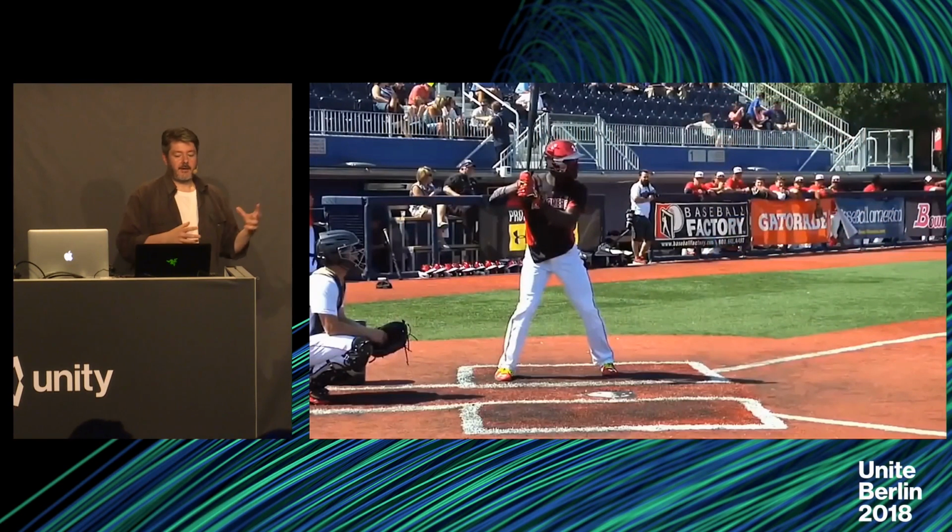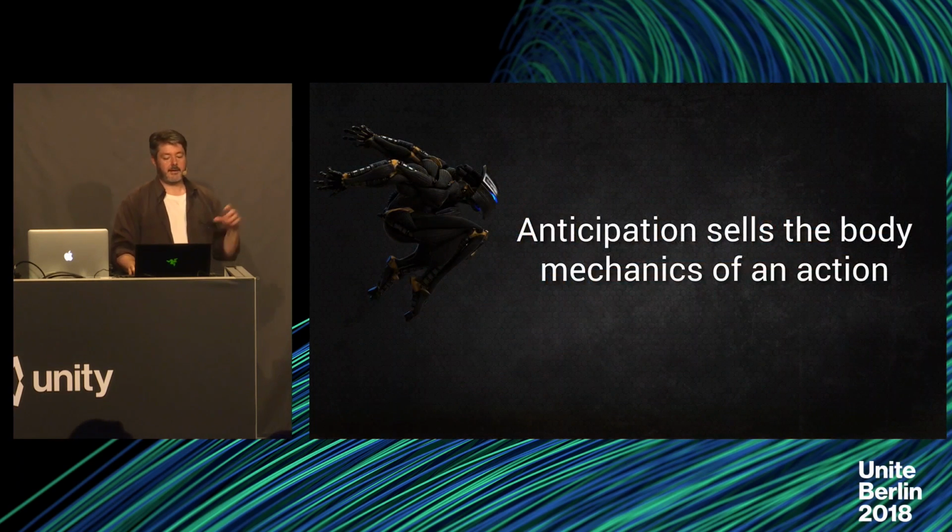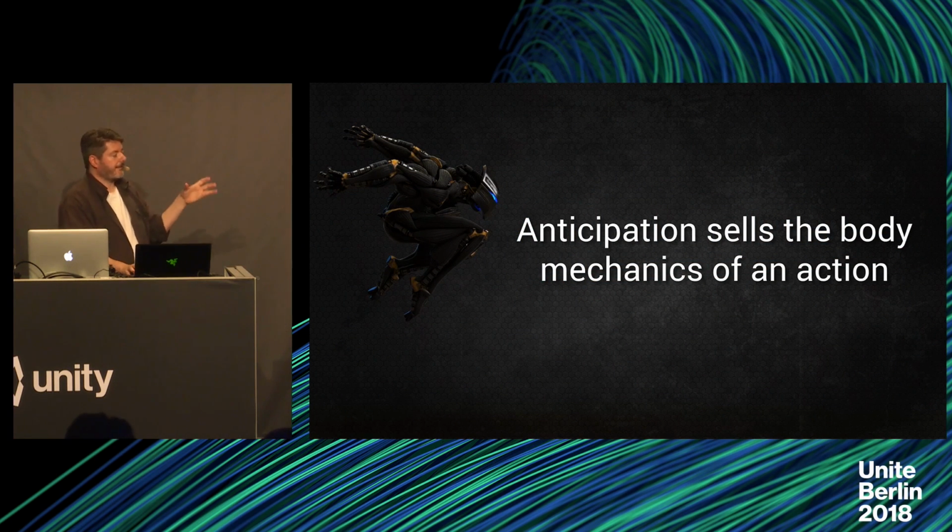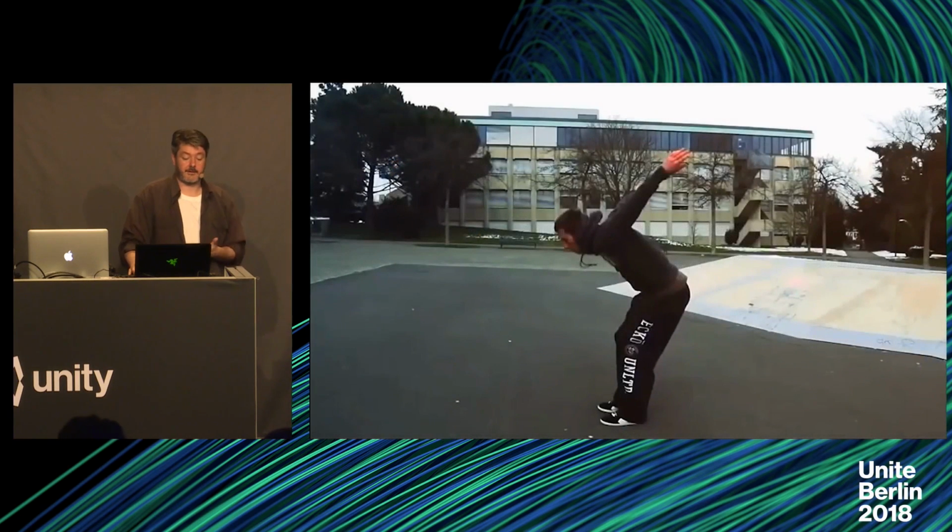Anticipation is something that pretty much is part of each and every movement. So if videos would work, this would be baseball. The baseball would come in and he would hit the baseball, and you can see his nice backswing. And that part of the entire action is the anticipation. It is so important because it tells the body mechanic of an action, and you immediately see that something is missing if it is missing.